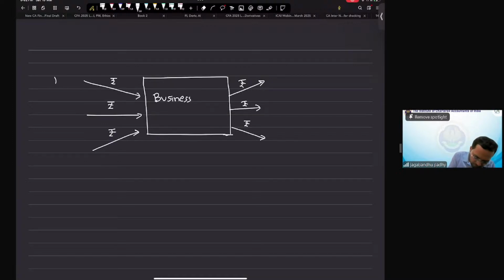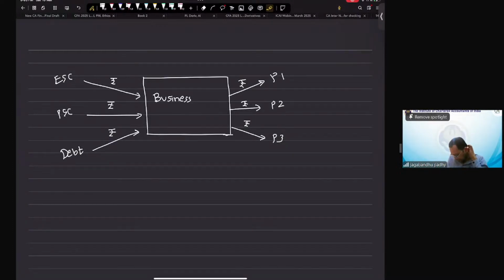So maybe you're getting funds by way of equity share capital, by issuing preference share capital, or by way of debt. You're raising money from multiple sources, and this money is going to be invested into multiple projects. Let's say project one, project two, project three. So that's how a typical business functions, right? Raising of money and application of money, with the sole objective of maximizing the shareholders' wealth.